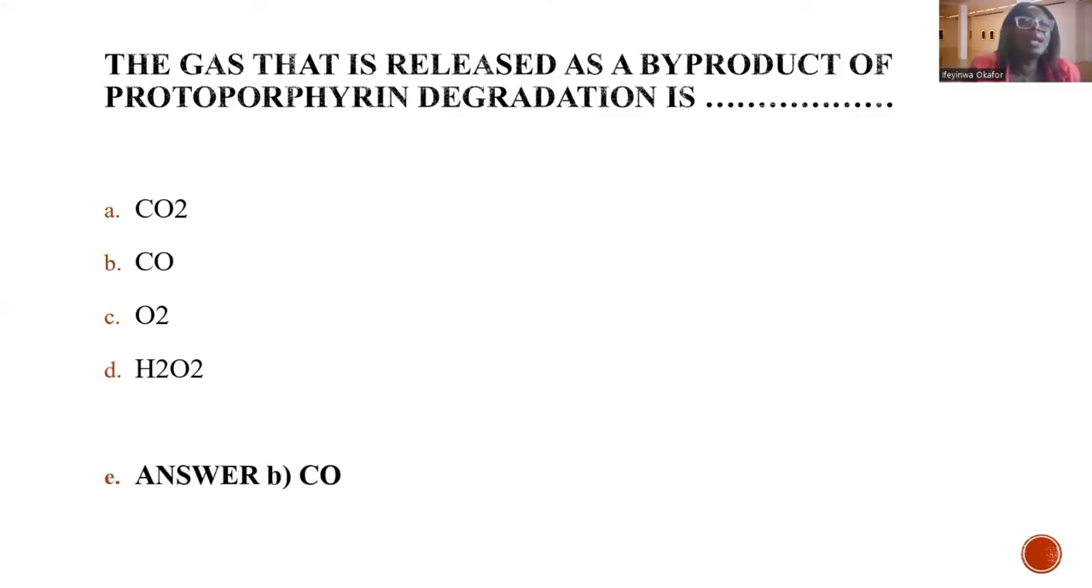The gas that is released as a byproduct of protoporphyrin degradation is: we have CO2, that is carbon dioxide, CO, carbon monoxide, oxygen, hydrogen peroxide, H2O2. Answer is CO, carbon monoxide.